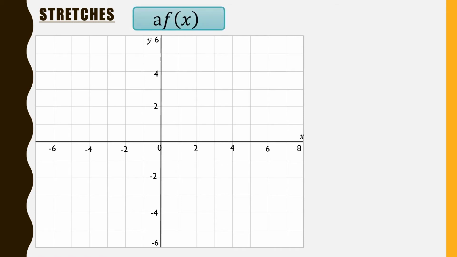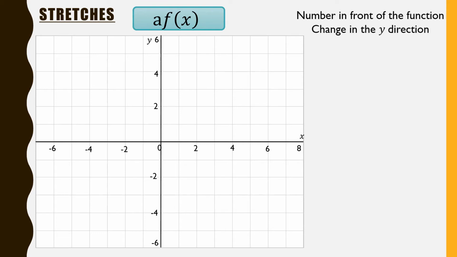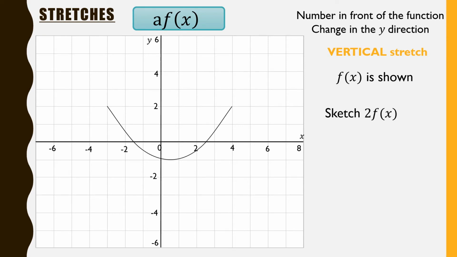So we're going to start with this, a f of x. A can be any number, and we're going to see what happens when we do it to a function. Just to let you know, the number in front of the function changes the y direction, changes the shape of the coordinates, so a vertical stretch. So f of x is here. Now if I was stretching it vertically, it means that it's going to get longer and thinner. So 2f of x is going to end up being like this.